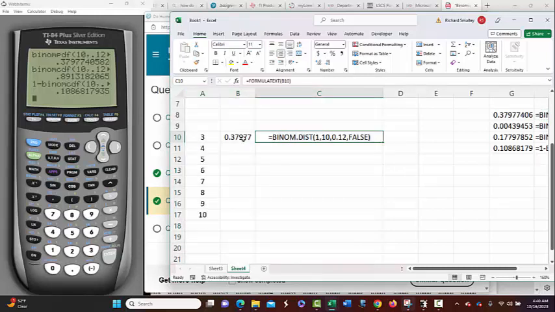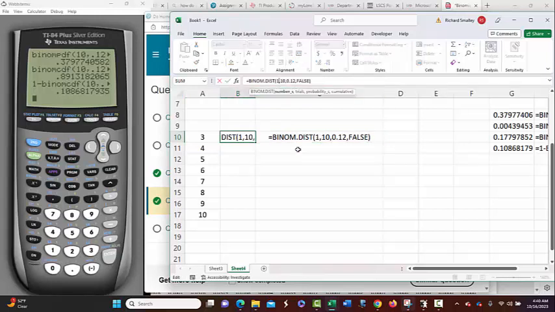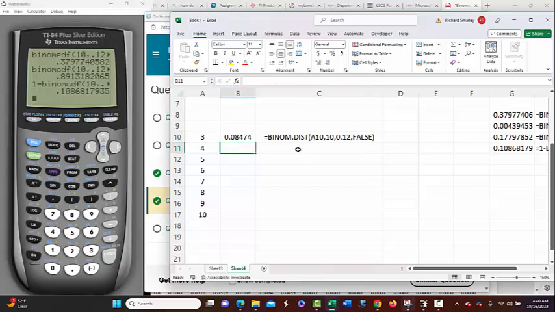I'm going to reference the cell here. All we're changing on each one of these is the number of successes, the X value. So you see the first one here is A10. I'm going to come over here, I keep forgetting the formula's over here. I'm going to put A10. This should work. Okay, that's doing that value for you, A10.